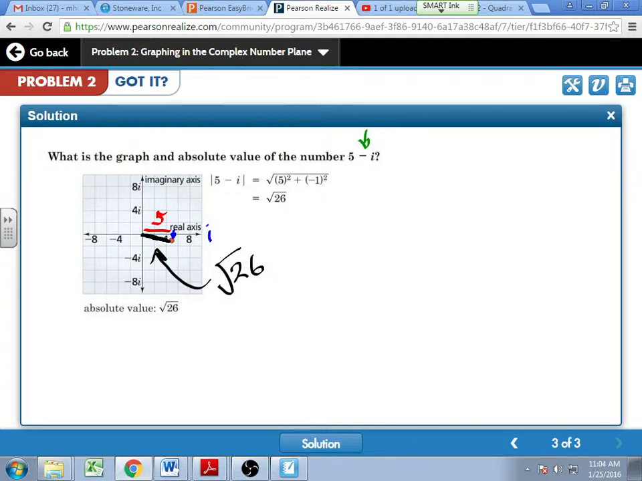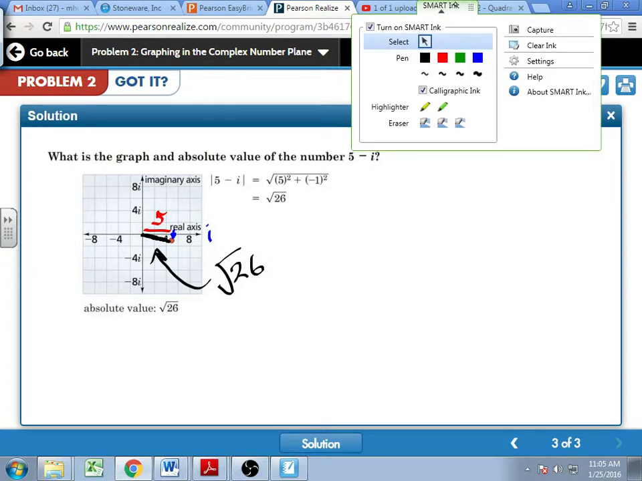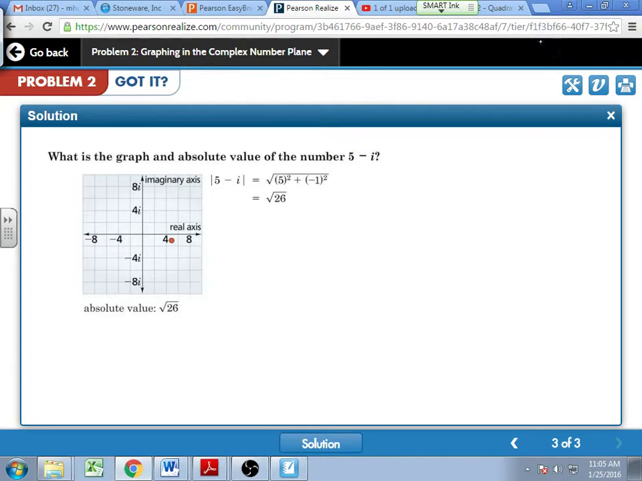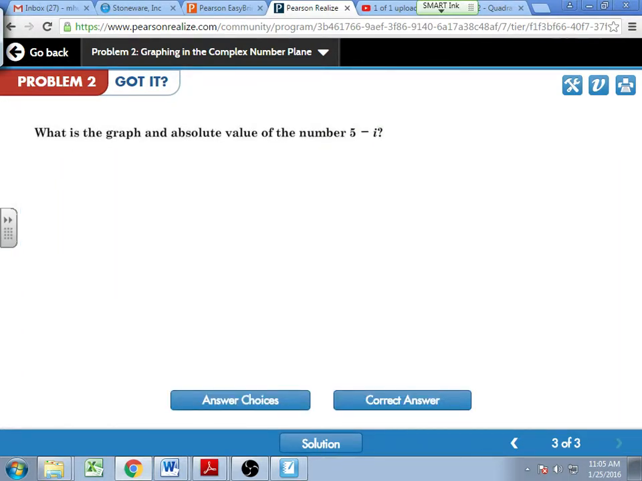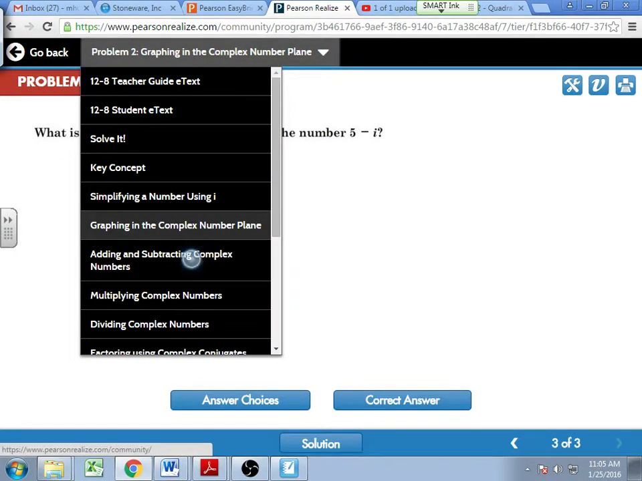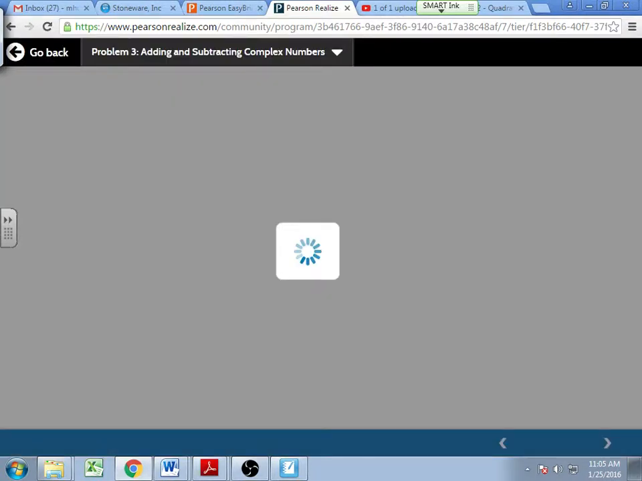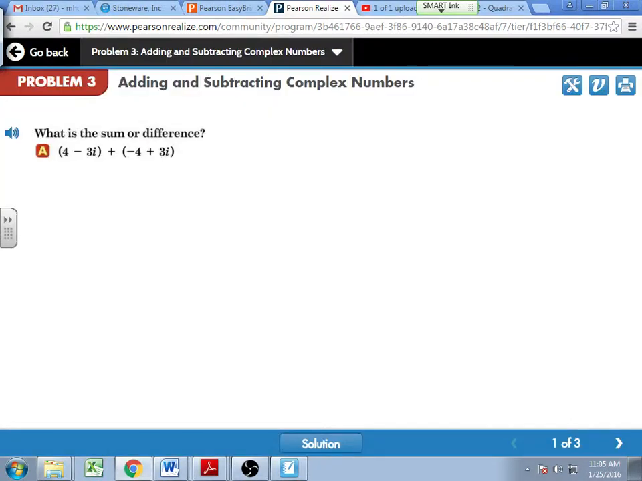Why would you want to solve it to the very end? Why do we want to get to radical 26? Because that's our distance. That's really how far away it is from the origin. Here our origin is no value, no complex, no imaginary, no real. So it is radical 26 away. We need to get to the point where we are applying this to a situation. All right, add.